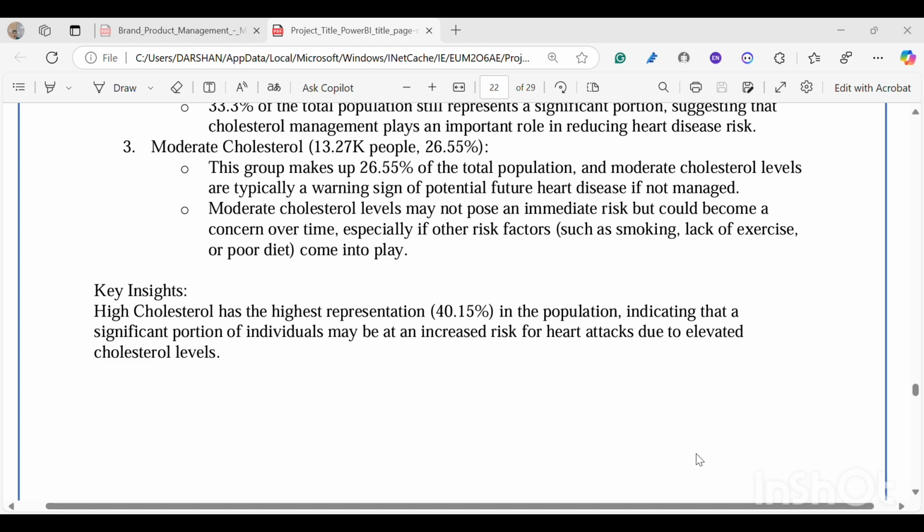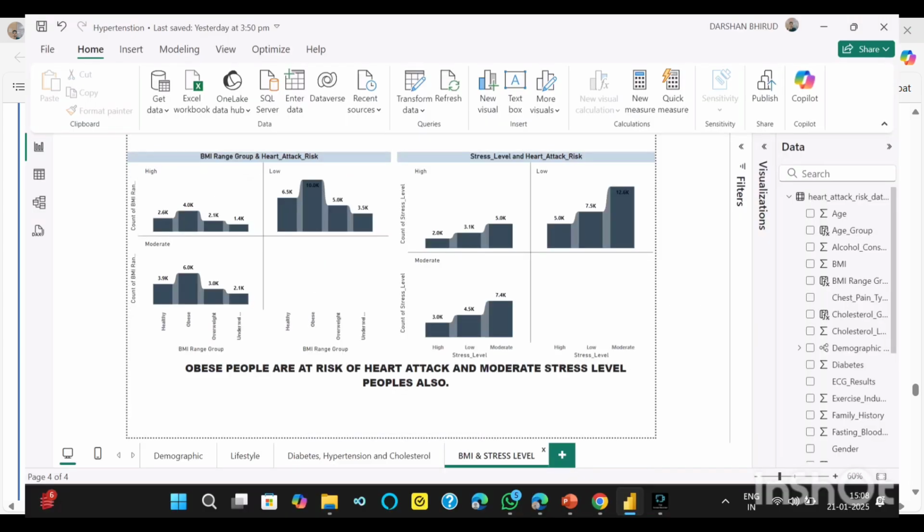Now let's consider the BMI and stress level; this is the last page of our Power BI dashboard. BMI stands for body mass index. I classified it into four categories: healthy, obese, overweight, and underweight. With respect to heart attack risk, we can see the high heart attack risk was seen in the obese category. You can clearly see the obese category has a high heart attack risk.